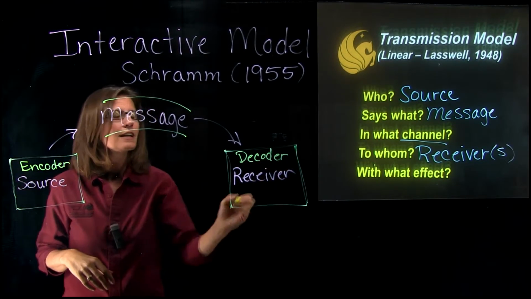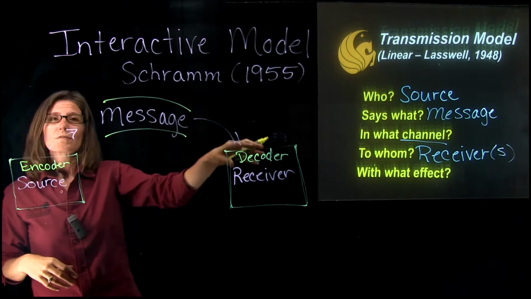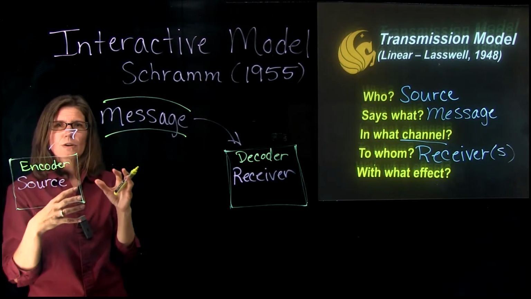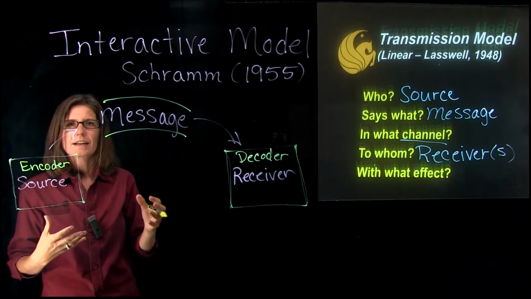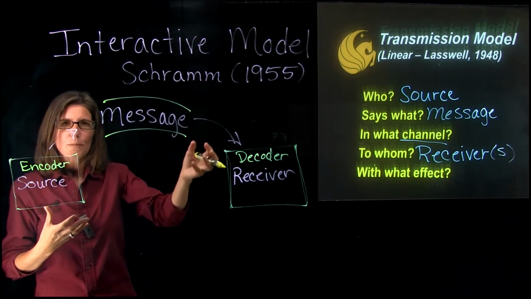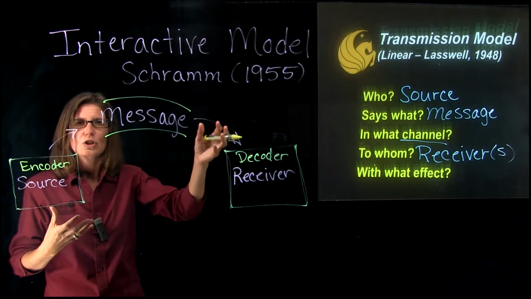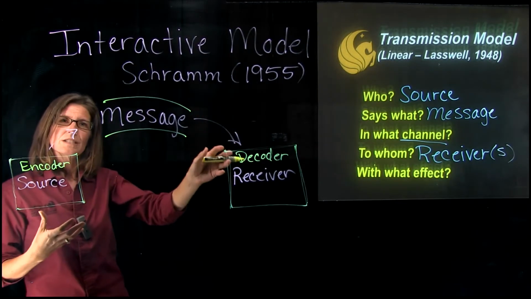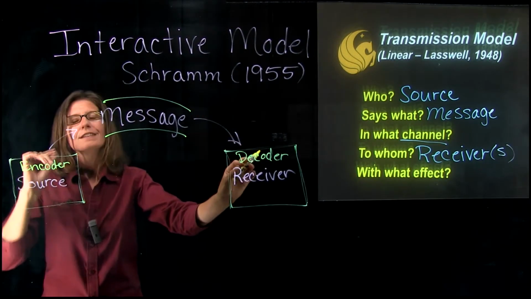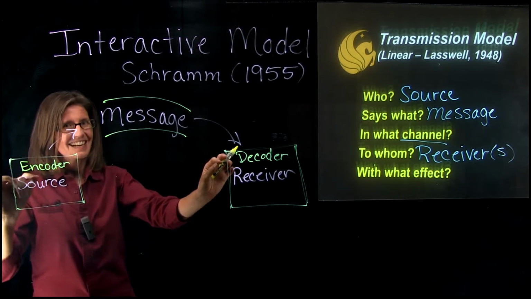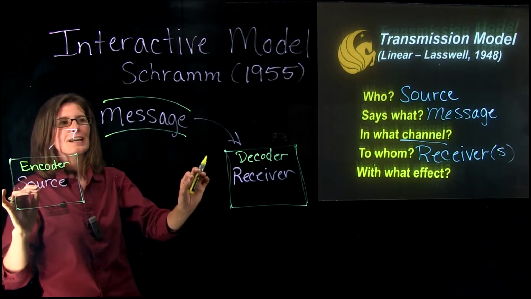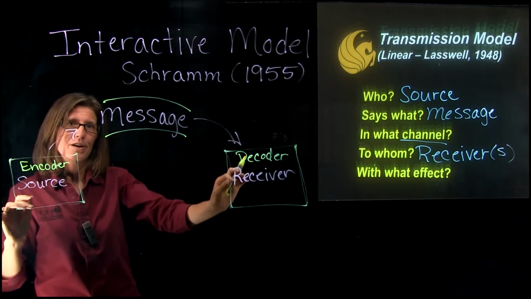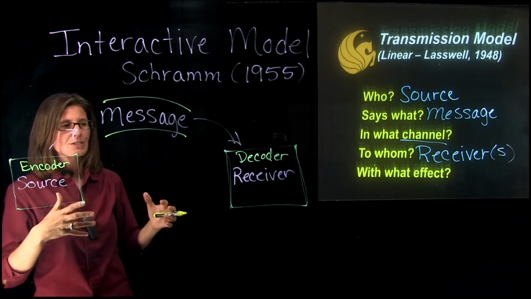So we have encoding and decoding of the message. When the receiver decodes the message, they do so based on their own frame of reference, their own experiences, their history, and when they're decoding the message, they're interpreting that message in a very specific way, which may be very different than the way that the source intended it to be. Which is, that's key to how we think about communication nowadays. So the receiver is an active part of communication in this particular model.